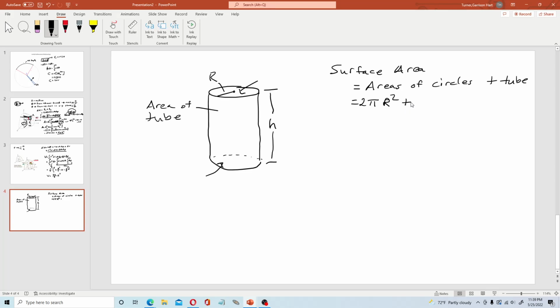And then the area of the tube is a little bit trickier to think about, but if I think of this tube, let's say that this is something like a paper towel roll or a toilet paper roll, okay? And if I cut that toilet paper roll with scissors down like this, and I stretch it out and I roll it out so that it's flat, then I would have something that looked like this.